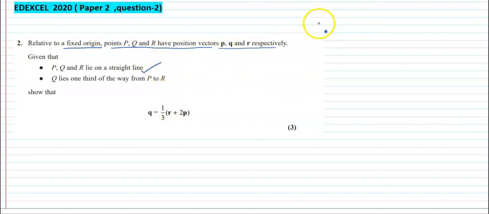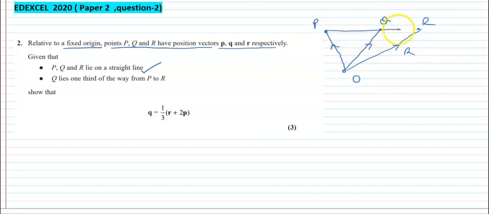So let's take this as point P, this is point Q, and this is point R. With respect to O, the position vector of P will be OP, of Q will be OQ, and of R will be OR, and we can join them, P, Q and R. So our first aim is to show that PQR are on a straight line. First let's find PR, P and R, vector PR.